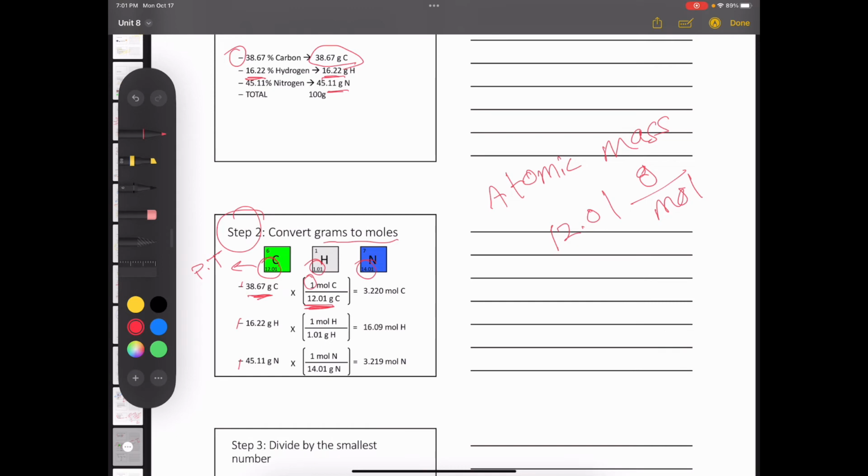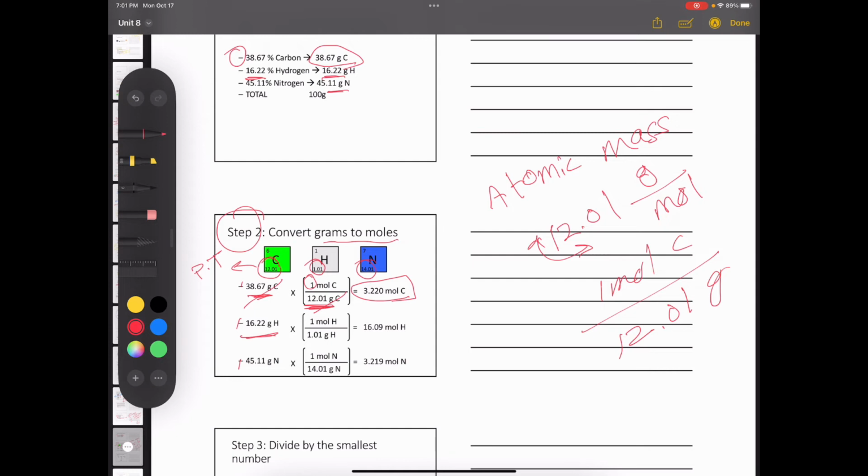But because we are converting from grams, we will flip our fraction. So instead of saying 12.01 grams per mole, we will say 1 mole of carbon equals 12.01 grams. So I have flipped my fraction: my numerator is now my denominator and vice versa. Now I can cancel my grams of carbon, and I am ending up with 3.22 moles of carbon.